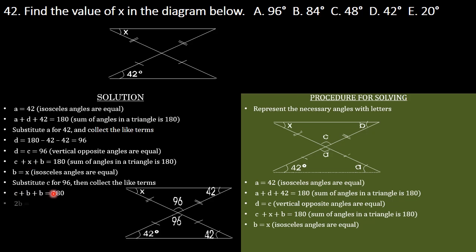Let's collect like terms. 2B is equal to 180 minus 96. When we substitute for C, we have 96. Then 2B is equal to 84. When you divide both sides by 2, we have B is equal to 42. They said we have to find X, and B is equal to X. X is equal to B. That is, X is equal to 42 degrees. Isosceles angles are equal.